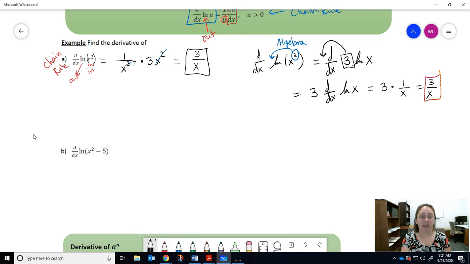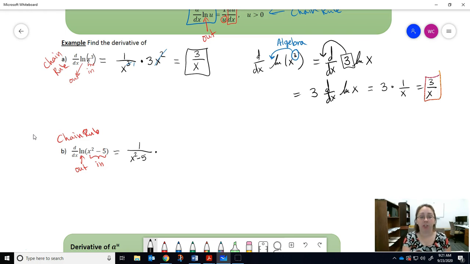Derivative of ln of x squared minus 5. Okay, well, if we do it straight up the way it's written, this is the derivative of 2 functions inside of each other. So we need the chain rule. We have our inside, and we have our outside. The derivative using chain rule says you do what first? The derivative of the outside. ln says the derivative is 1 over the inside. The inside stays the same.